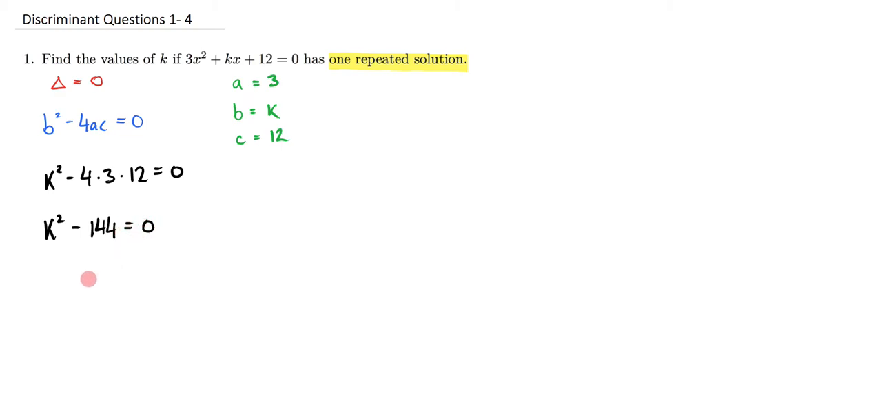I then take my 144 over to the other side by adding 144 to each side. I then square root both sides, so I'm going to get plus or minus 12. And that will be my final answer. k equals plus or minus 12.